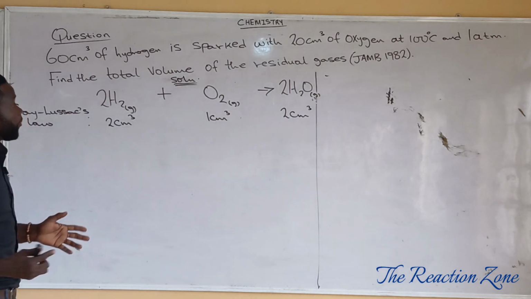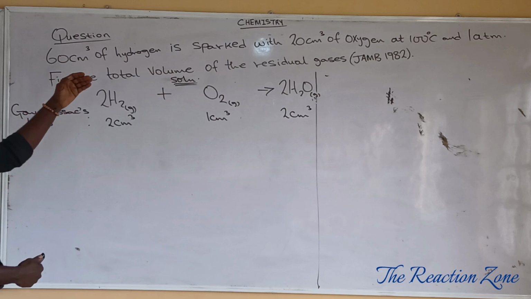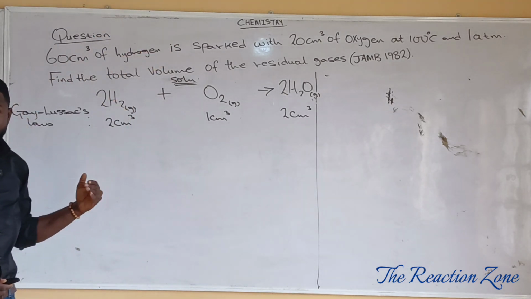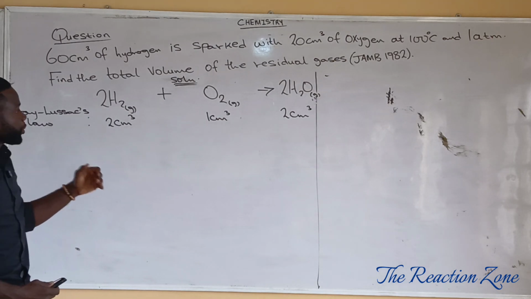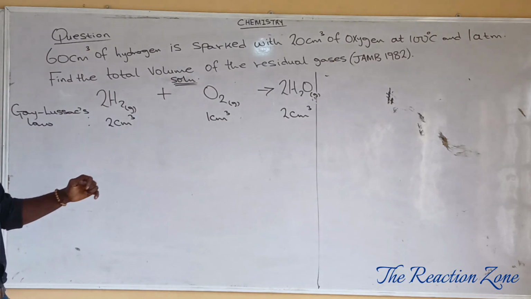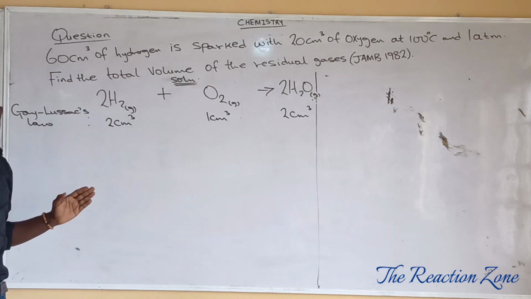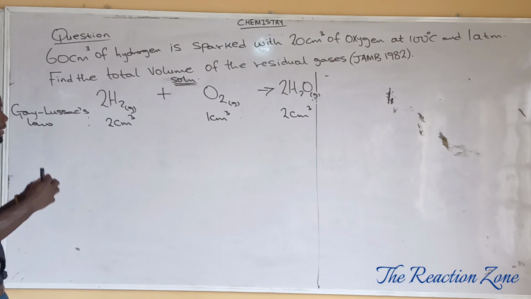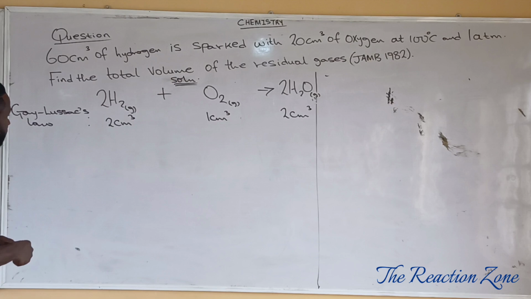For us to get the volume of the residual gases, we need to first of all know how much of hydrogen and oxygen combine. Also, we need to know how much steam is formed, and if there is any excess or unreacted reactants. These are the things that will enable us to calculate the total volume of the residual gases.